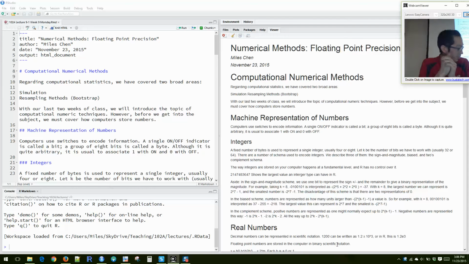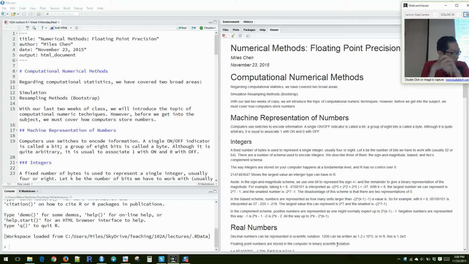All right, so as we continue on, with our last topic, with this week, our 10th week, the last topic I'll cover will be maybe just a brief intro into some numerical methods in computational statistics. This is a topic that will be covered more deeply in 102B, but we'll get to the introduction.